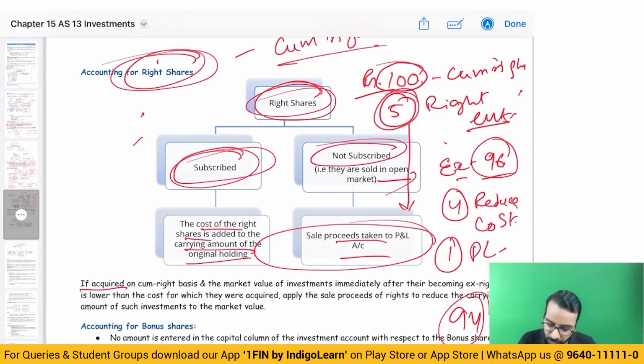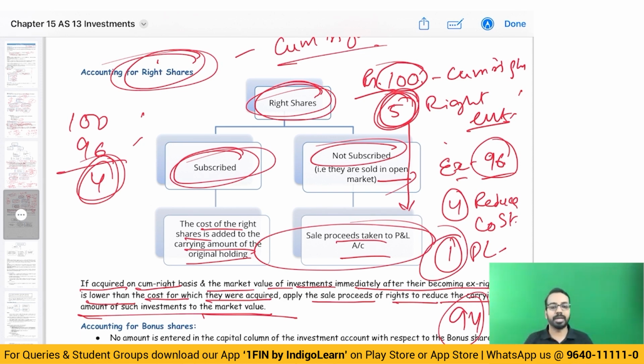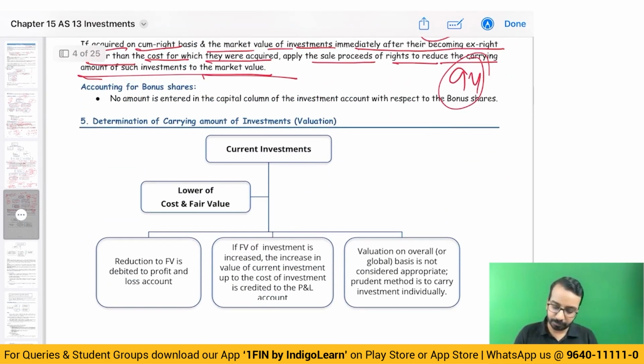So if shares are acquired on cum rights basis and the market value of the investment immediately after becoming ex-rights is lower than the cost at which they were acquired, the sale proceeds of rights will be applied to reduce the carrying amount of such investment to the market value. So from 100 it became 96. Of this 5, 4 will be credited to the investment account and the balance 1 will be taken to P&L. This is one important concept, which can be tested on an MCQ basis. Okay.